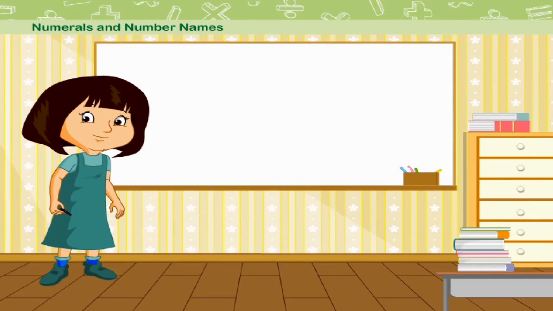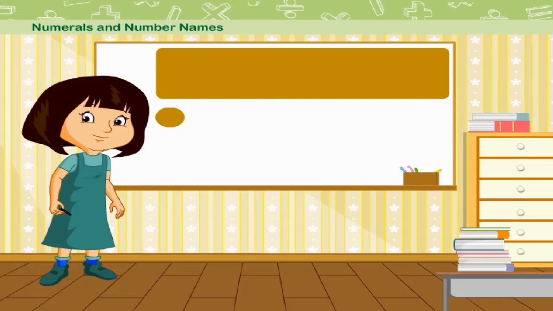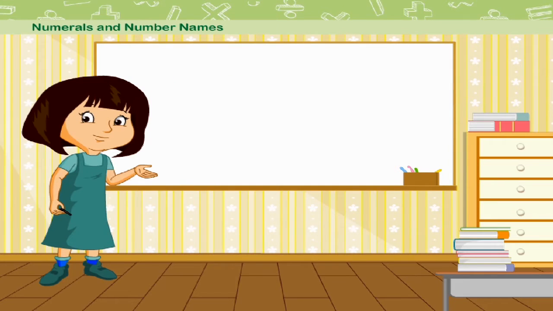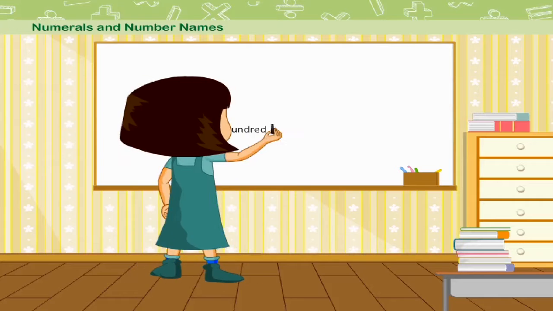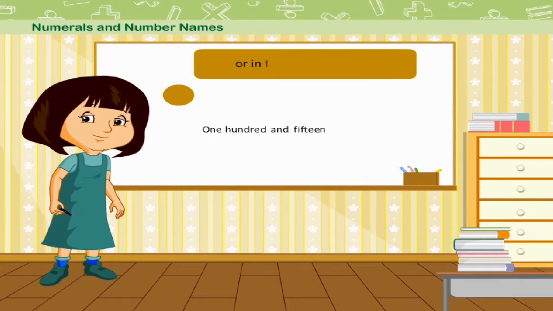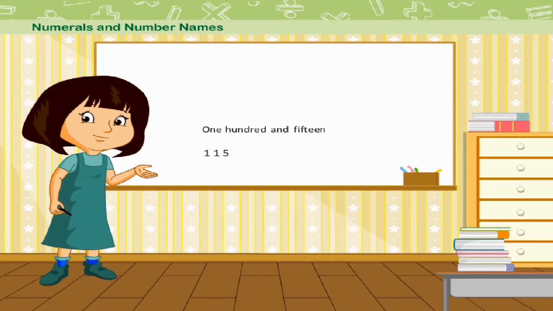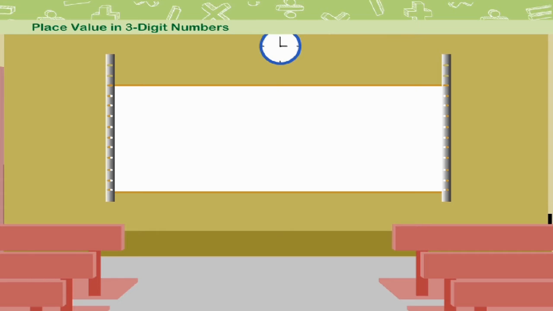Numerals and number names. Isha wants to know how numbers can be written. Teacher Meeta tells her that numbers can be written in 2 forms. In words, number names, for example, 115, or in figures, that is, numerals, for example, 115.